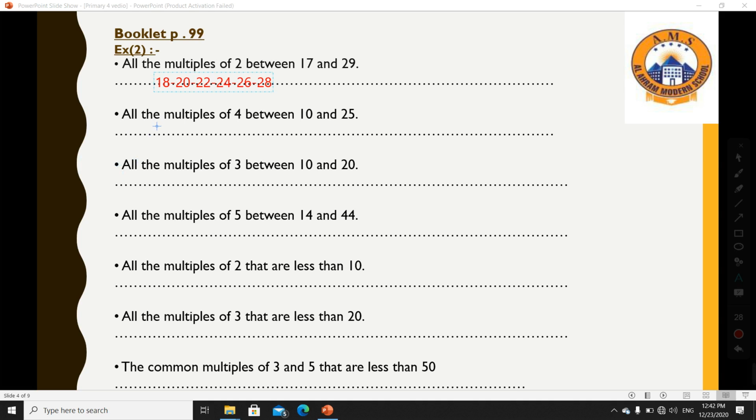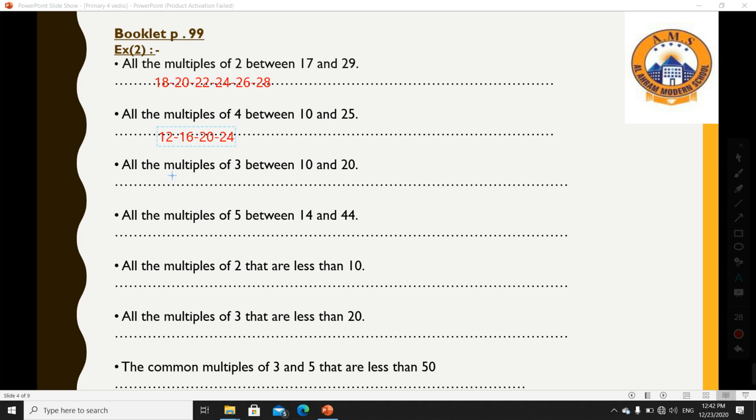Let's go to the multiples of 4. So I will go to the table of 4, but I need the numbers between only 10 and 25. Okay, table 4 starts with 0, 4, 8, 12. So I will start with 12. Then after 12 I have 16, after 16, 20, after 20, 24, and can I write 28? No, why? Because I need it to be smaller than 25.